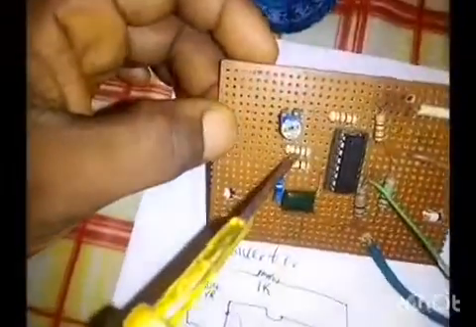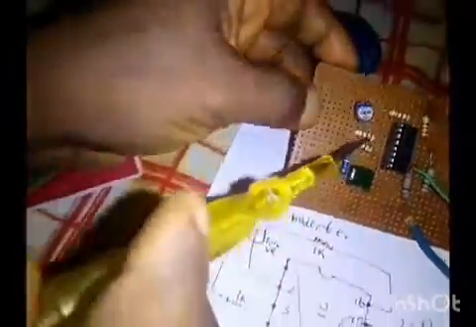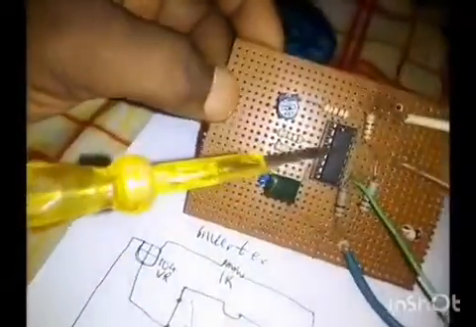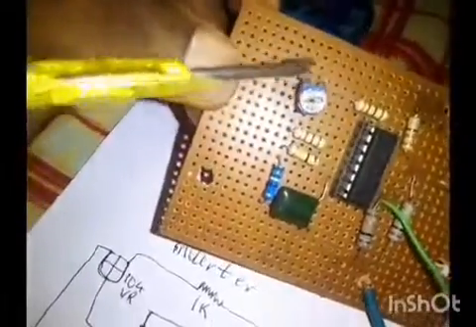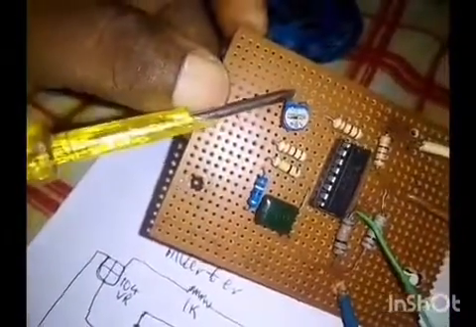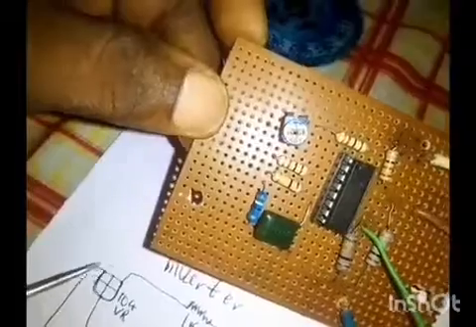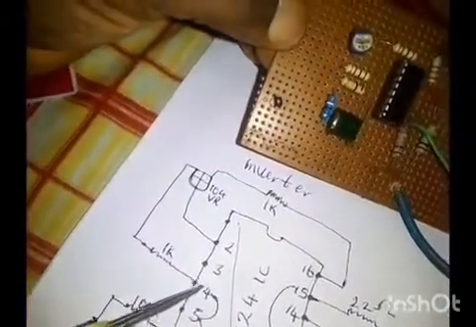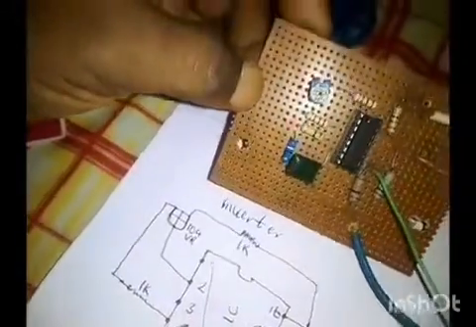Look at it here. This is 1K resistor connected to pin 4 of the IC and pin 3 of this variable resistor. Look at it here. This is pin 3. This is 1K resistor and this is pin 4 of the IC.